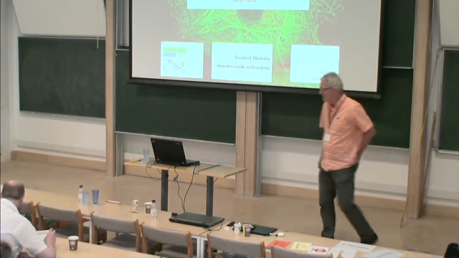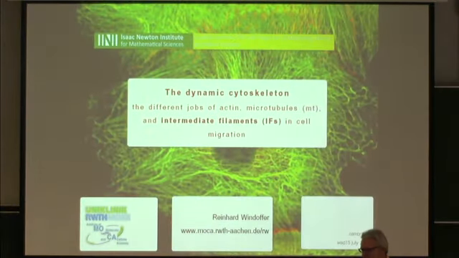Welcome everybody, and the topic of my talk is the dynamic cytoskeleton, which is a quite broad topic. So I made some subtitles talking about the different jobs of actin. Of course, we have heard a lot about actin already. Microtubules, I'd like to make a short introduction into microtubules. And the main topic of my talk will be intermediate filaments, the third group of filamentous cytoskeletal elements. And we'll focus at the end of the talk on the role of the intermediate filaments in cell migration.